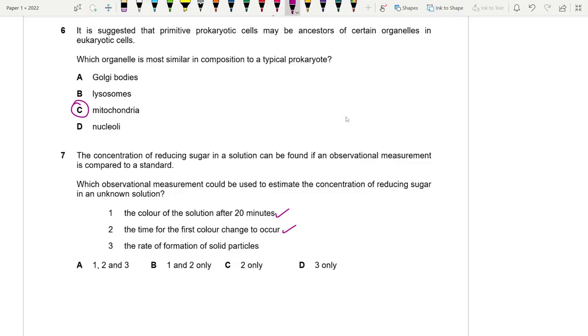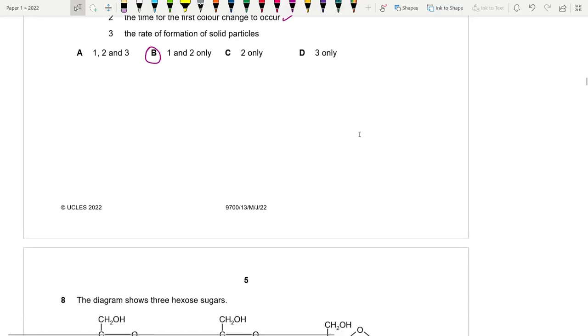Honestly, this isn't a measurement technique. 3 is actually wrong, it should be 1 and 2 only. We mainly measure time, because to measure rate, we need to find out the change in solid particles per unit time. That would be impossible to observe, okay? Since this is an observational measurement.